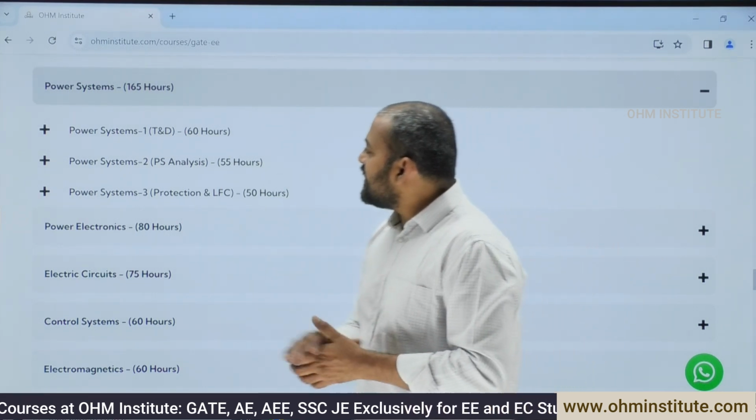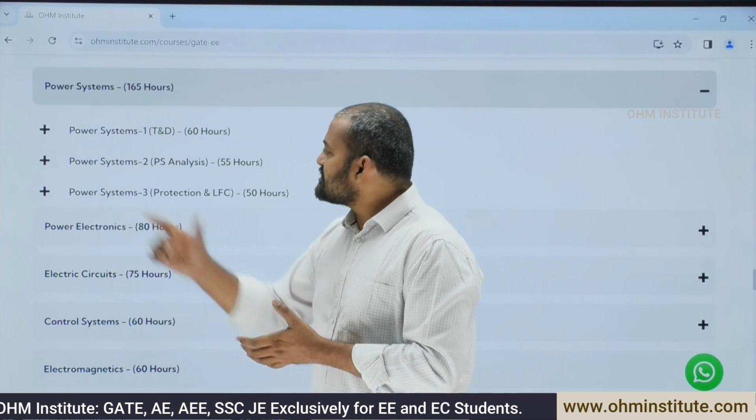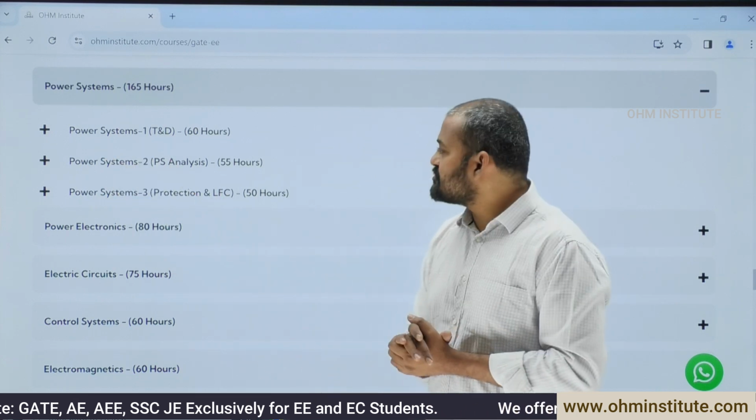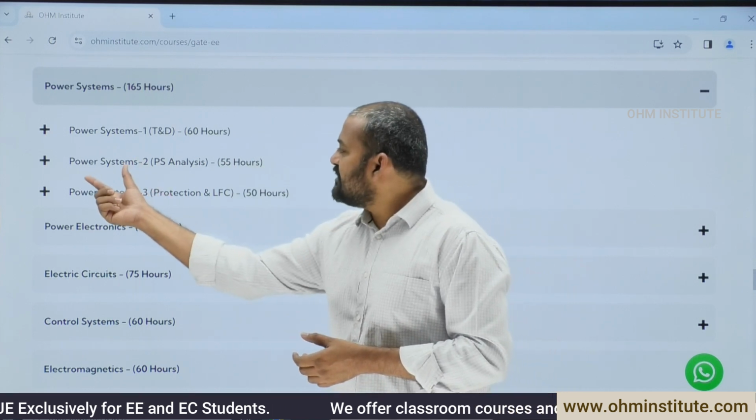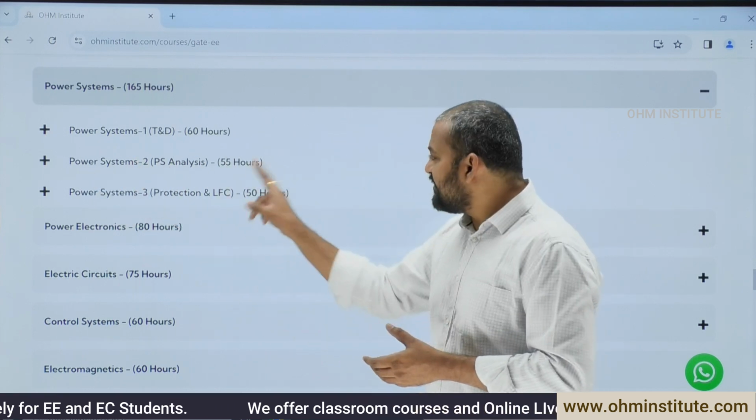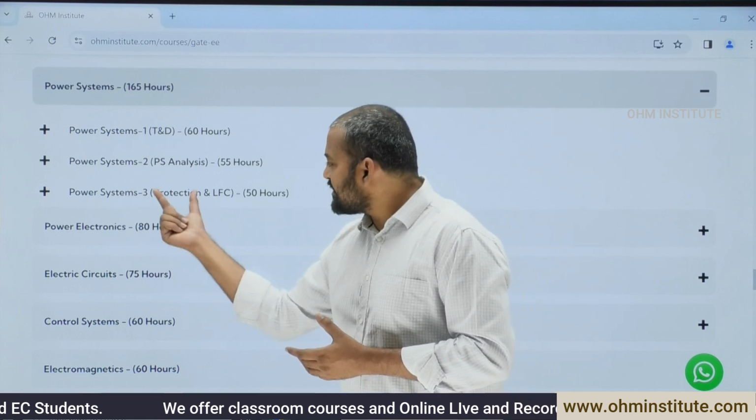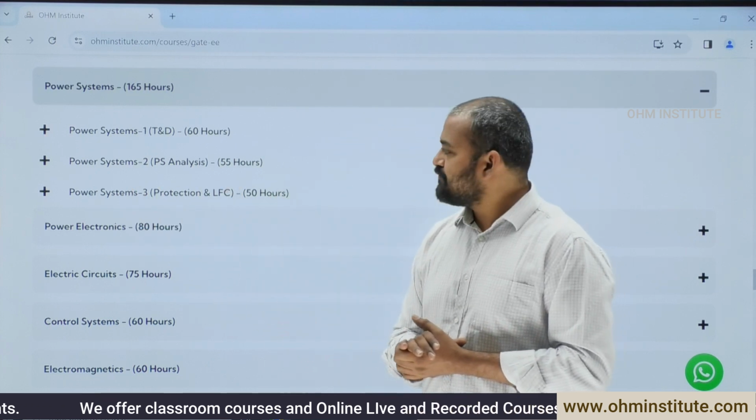Power systems will have three subtopics. The first topic will be transmission and distribution, and sir will spend 60 hours on that. The second topic will be power system analysis, around 55 hours. And power system protection will be around 50 hours.